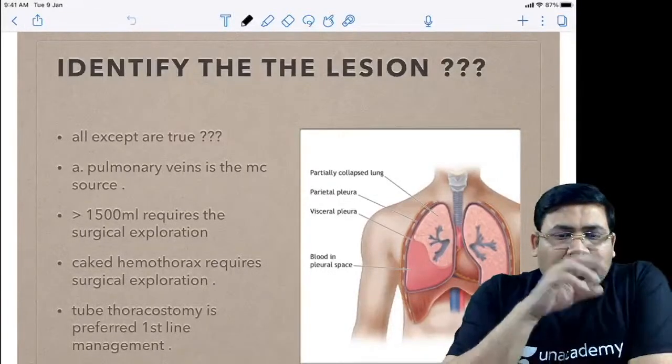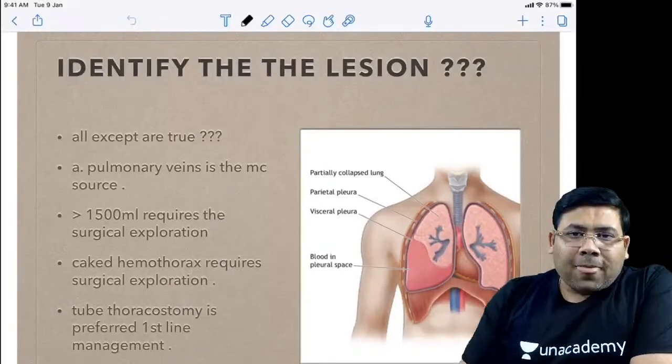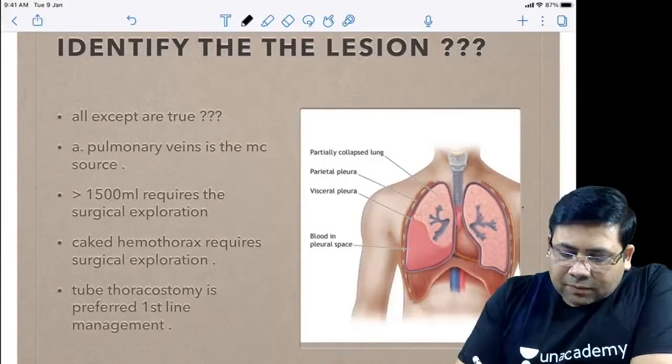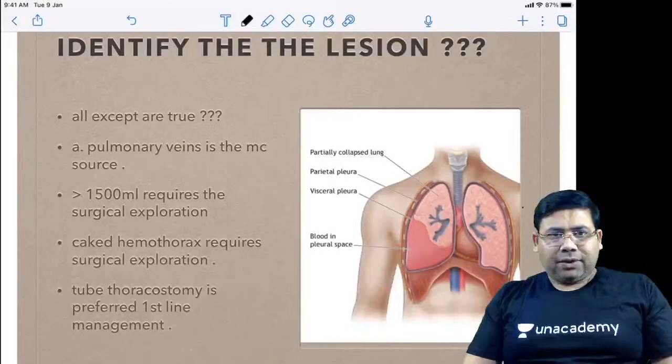Okay. So this is a classical case of what? Blood in the thoracic cavity. And what is this known as? What is happening?